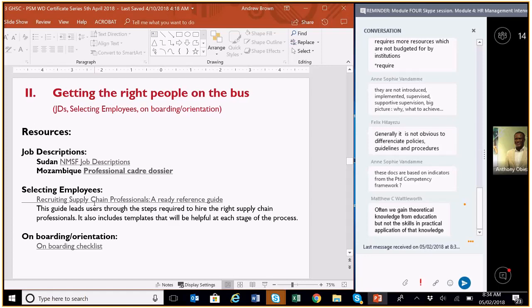Now, getting the right people on the bus, job descriptions. I've got links here for a range of job descriptions from Sudan, as well as this professional cadre dossier that we prepared in Mozambique, which also has a range of excellent job descriptions. I mentioned the Recruiting Supply Chain Professionals Reference Guide, and then I've put here a reference to a particular onboarding checklist that I've prepared that gives you an idea of the sorts of things that you should include as part of the onboarding process.